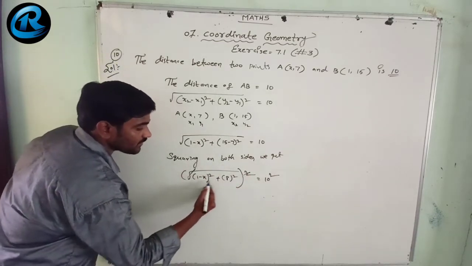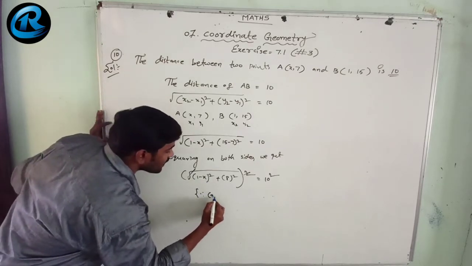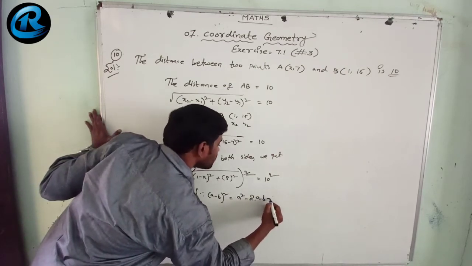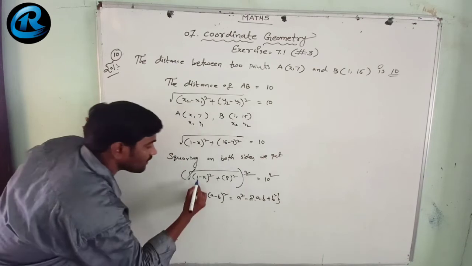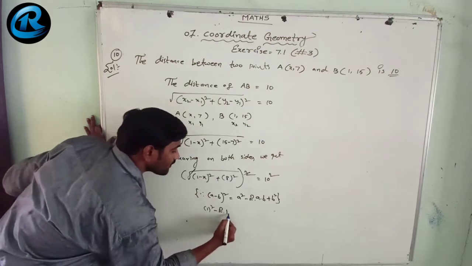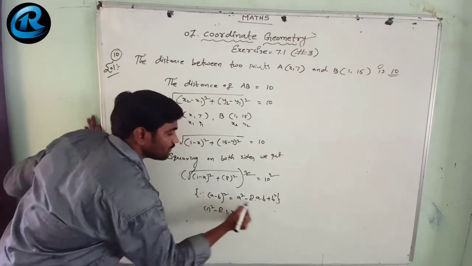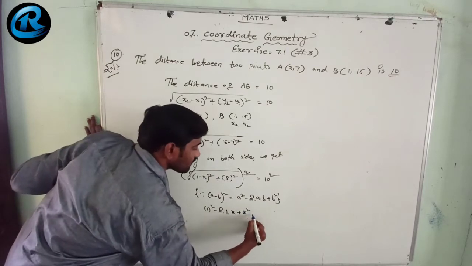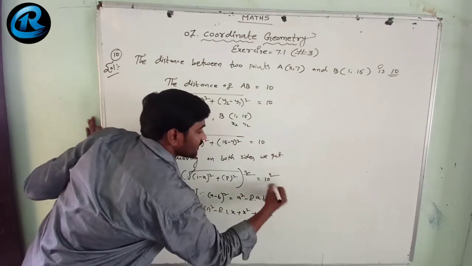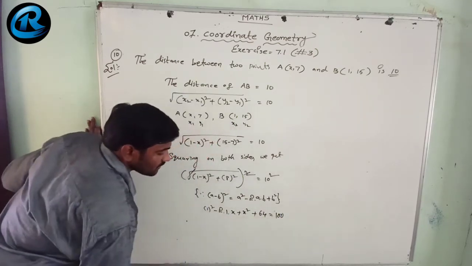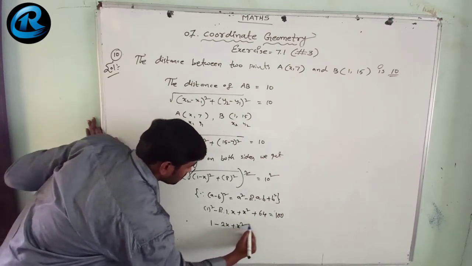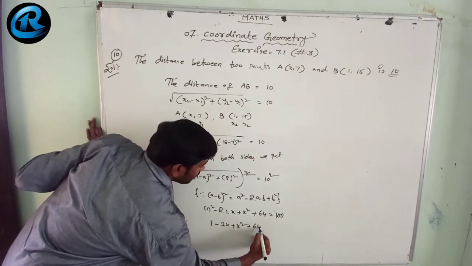Now here in this we can write in the form of again (a minus b) whole square form, that equals a square minus 2ab plus b square. Here a square is nothing but 1 square, minus 2 into a value 1, b value x, plus b square nothing but x square. Now plus 8 square, that is 64, equal to 10 square, that is 100. 1 square value 1 minus 2 into 1 into x, that is 2x, plus x square plus 64 equal to 100.